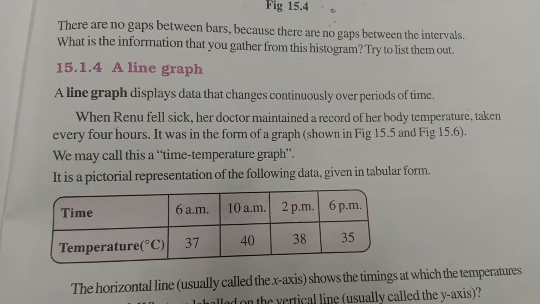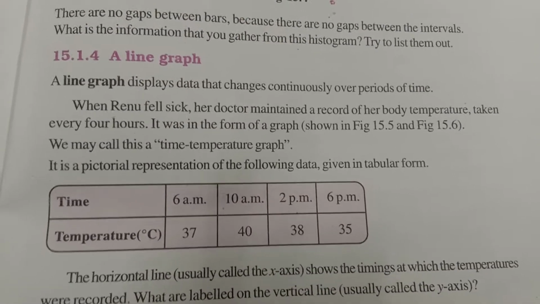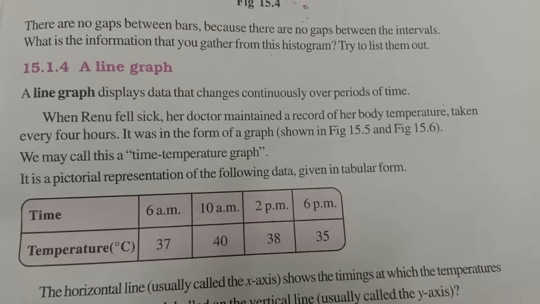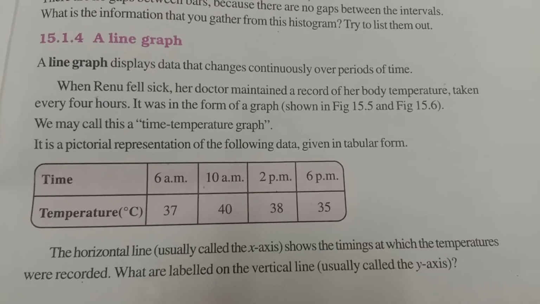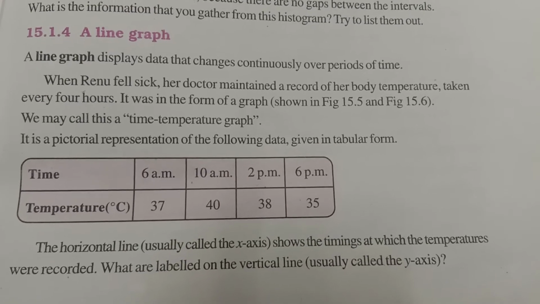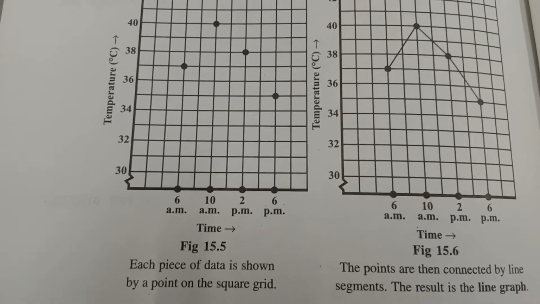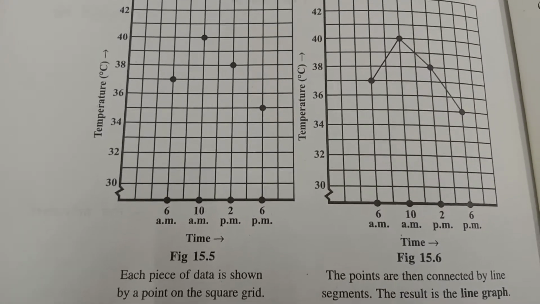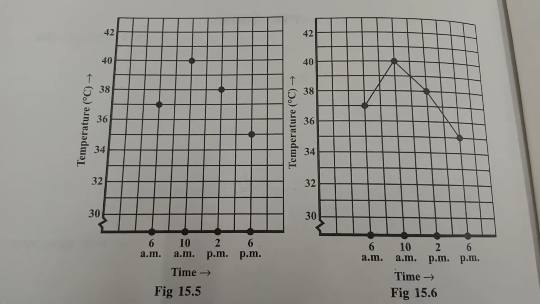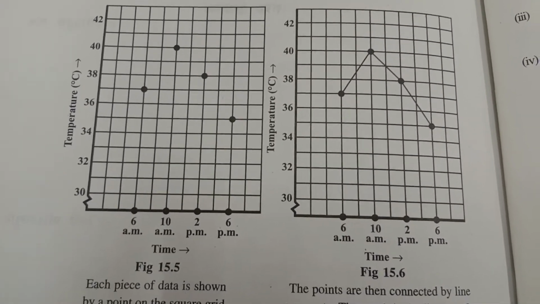In a line graph, what we will do is represent the values in the form of points. Then we will join these points to get line segments. That graph, which is formed by joining the points in order, is known as a line graph. Here we have a line graph of one girl who is suffering from fever. Her body temperature was recorded by the doctor at different time periods like 6 a.m., 10 a.m., 2 p.m. and 6 p.m.